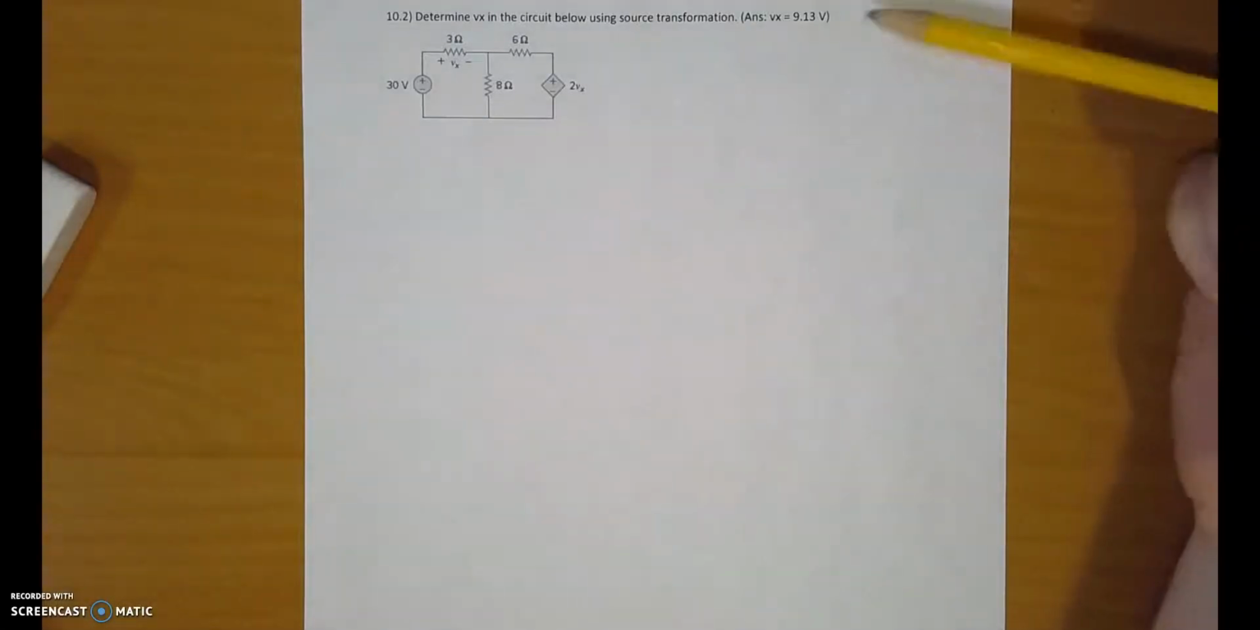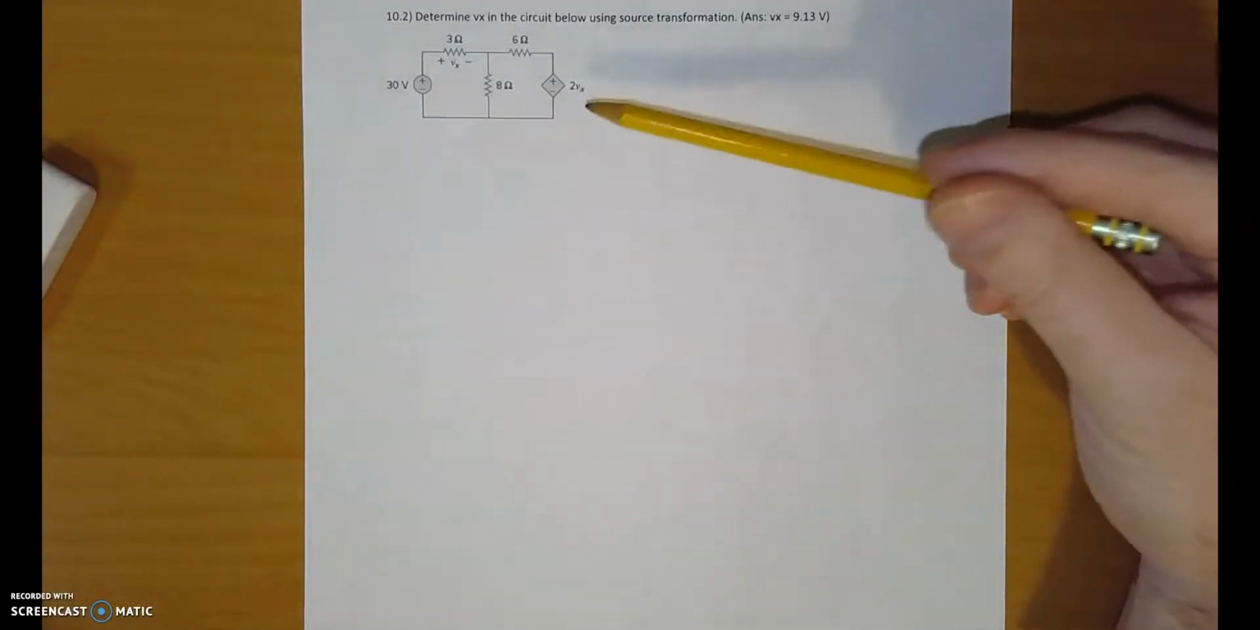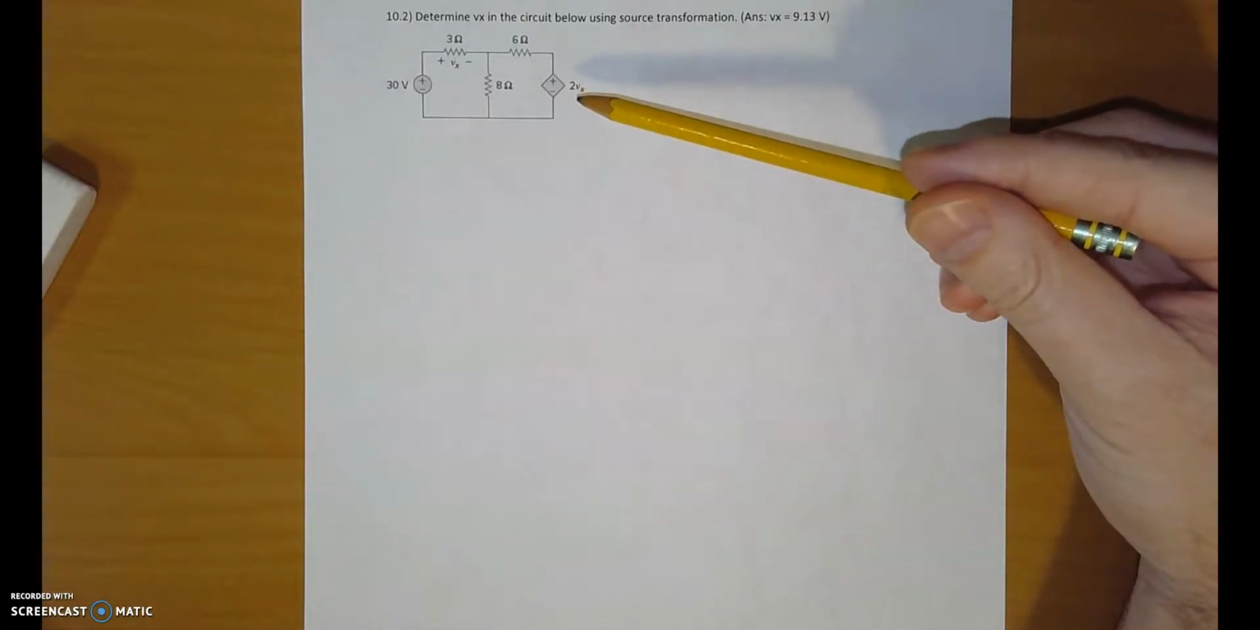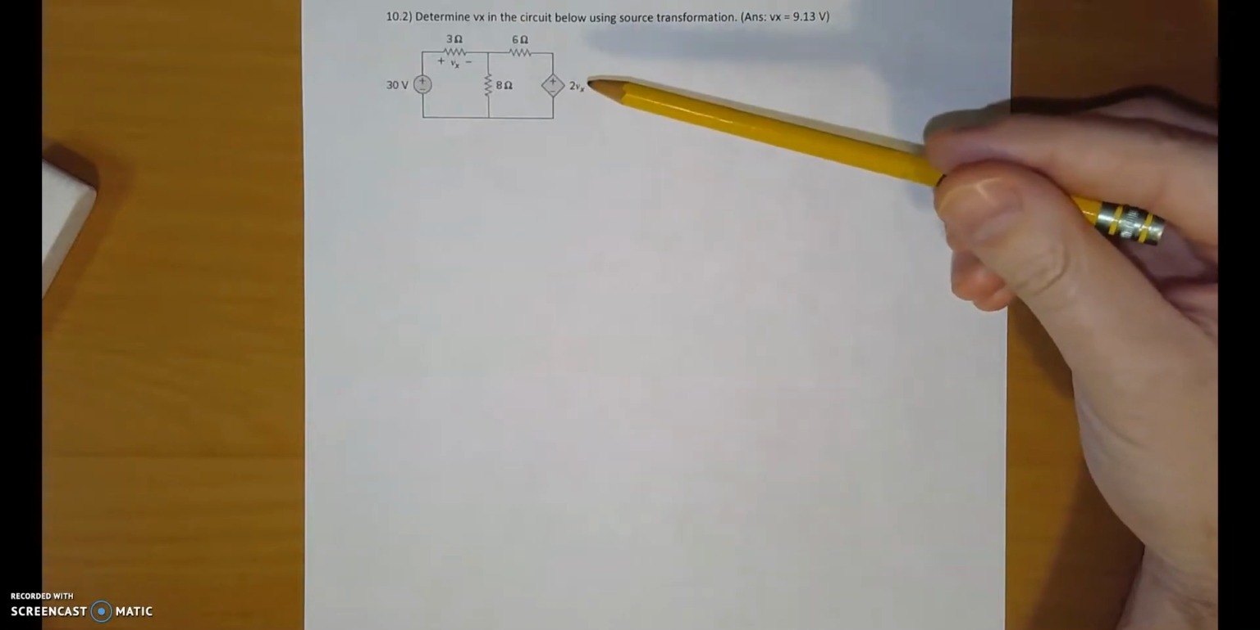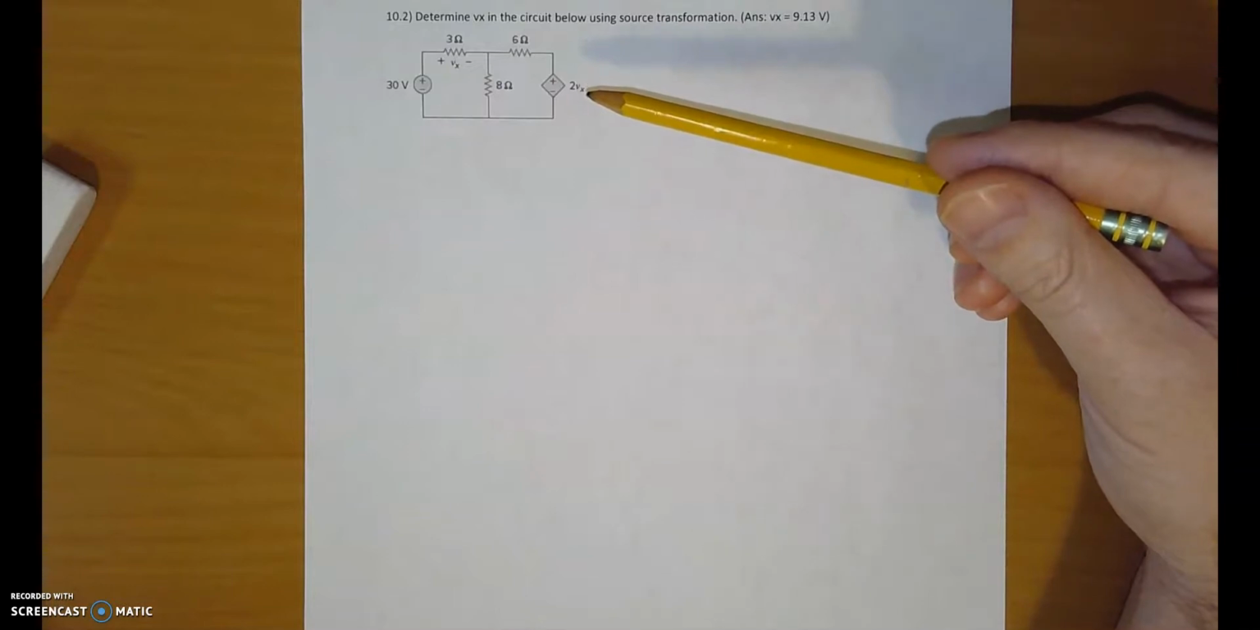In this video, we're going to be doing source transformation with a dependent source. It's not something you normally want to do, but it's more to show you that it is possible and the things to be careful about.